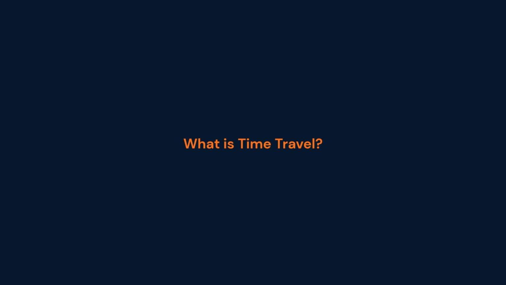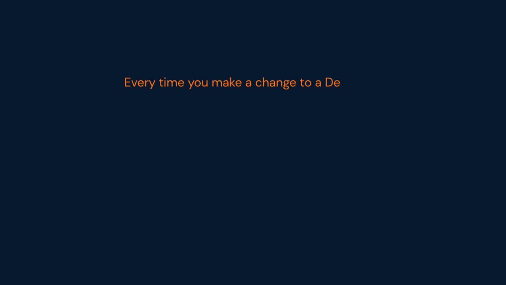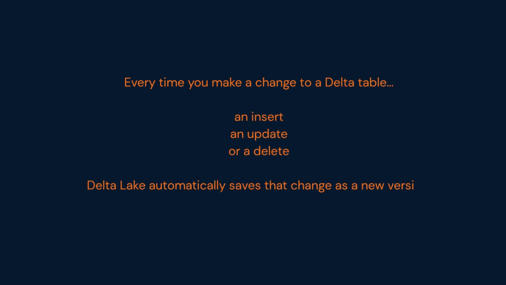So, what exactly is time travel? Every time you make a change to a Delta table, an insert, an update, or a delete, Delta Lake automatically saves that change as a new version. Think of it like Git for your data. This means you get a complete history of everything that has ever happened to your table.